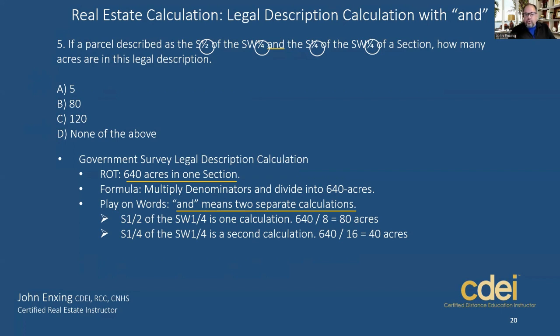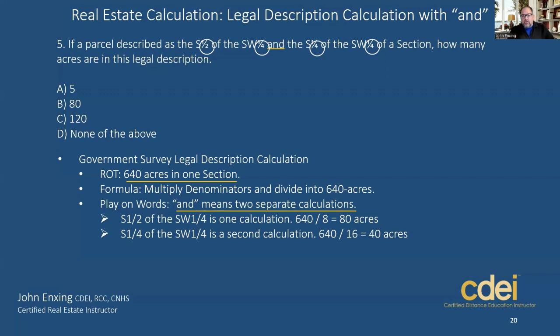I got 4 times 4 is 16. That comes from the south 1/4 and the southwest 1/4. So again, I'm multiplying the denominators together. 4 times 4 is 16. Divide that into 640, and I get 40 acres.